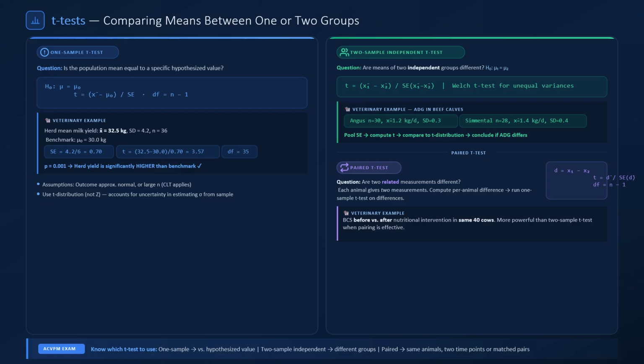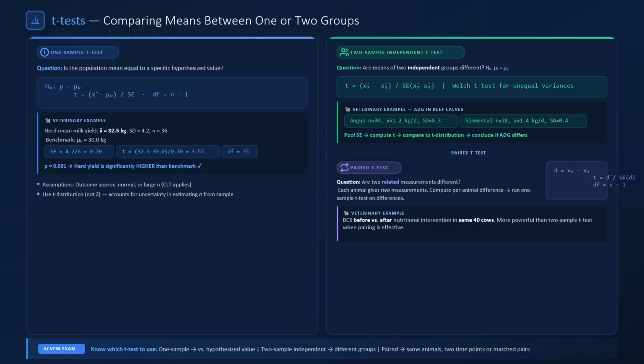And the paired t-test is for when the same animal gives you 2 measurements, like body condition before and after a feeding change. That pairing is powerful because each animal acts as its own control, which strips out a lot of the noise. One quick technical note: we use the t-distribution rather than z because we're estimating the spread from the sample itself.